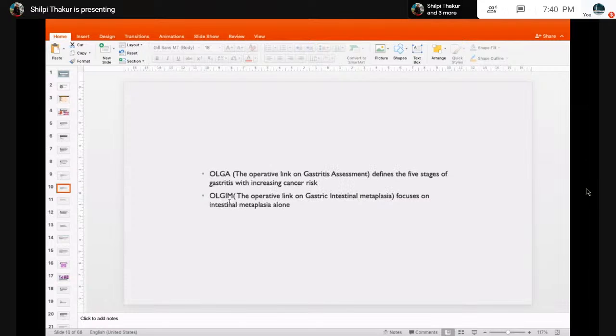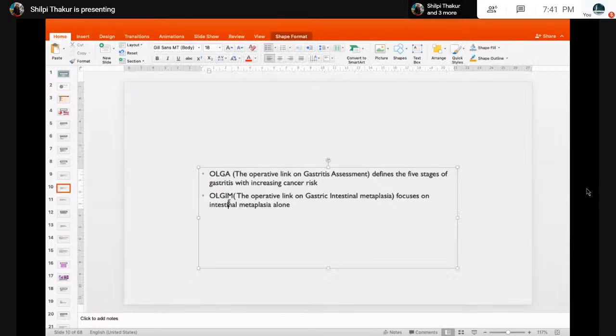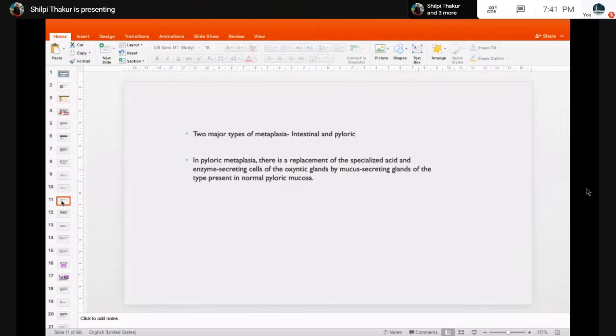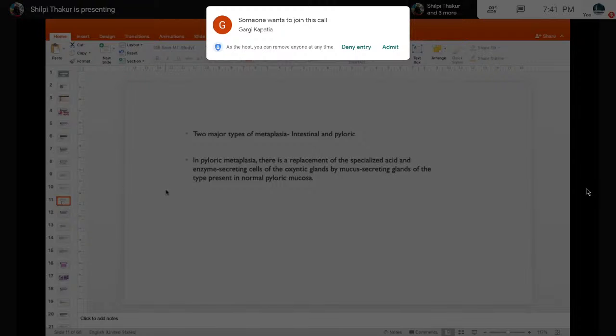Now, for this gastritis, there is the operative link on gastritis assessment, which defines the 5 stages of gastritis with increasing cancer risk. And there is another assessment criteria which focuses on intestinal metaplasia alone, which is the operative link on gastric intestinal metaplasia. Now coming on to the metaplasia, there are two major types of metaplasia, which are intestinal and pyloric.